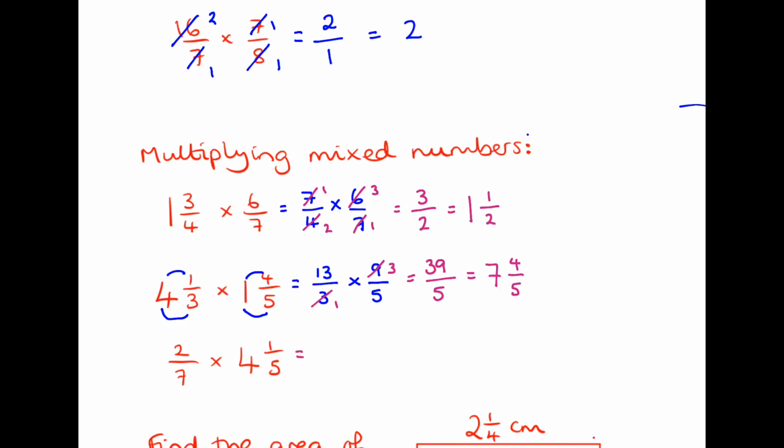And then the last one of this type, the 2/7 is fine, we'll leave that as it is. And we need to change the 4 and 1/5, so we do 5 times 4 is 20, add 1 is 21/5. And then looking to see if we can cancel, we've got 21 and 7 there, they're both in the 7 times table. So that's 3 7s, and that's 1 7. So altogether there, we've got 2 3s are 6, 1 5 is 5, so we've got 6/5. 6 divided by 5 is 1, and you've got 1 left over, so it's 1 1/5.